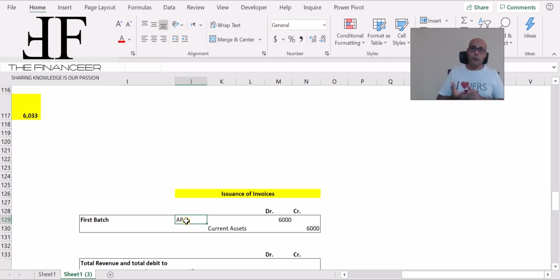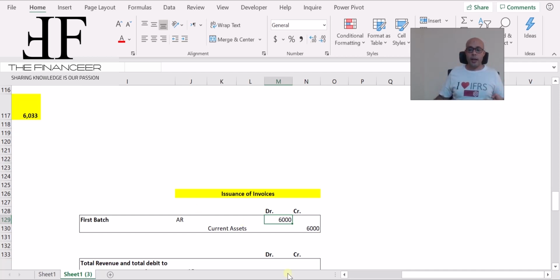For how much value? The company delivered the first batch, and the first batch was 60 units, each with a selling price of $100. So the company is going to recognize accounts receivable by the same value, which is $6,000. Now, when it comes to the credit, once the company recognized the debit to accounts receivable, so far there are two accounts in the balance sheet impacted by this transaction: contract assets and accounts receivable.